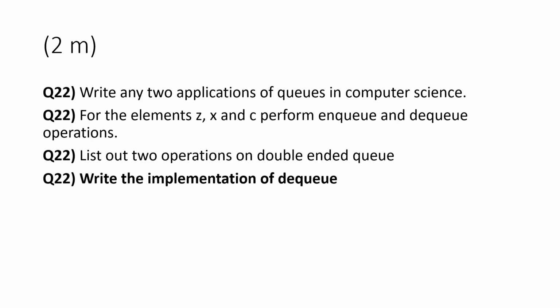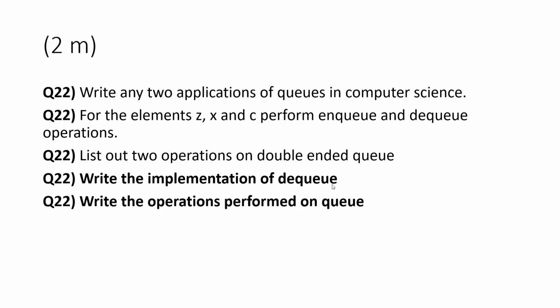The next question is: write the implementation of DQ. DQ is a function. DQ is an operation. The DQ in queue is known for removing an element. So then you must write the Python programming code for the DQ operation.